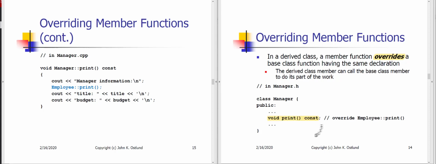So here we have added in our manager class definition a print member function declaration that's identical to the employee print function declaration, and in the manager.code file we have added the definition of the print function that belongs to the manager class. We are using the employee print function within the implementation of the manager print function by simply prefixing the print call with employee::. So we print the string manager information, then we print the employee part within the manager, then we also display the title and the budget for the manager.